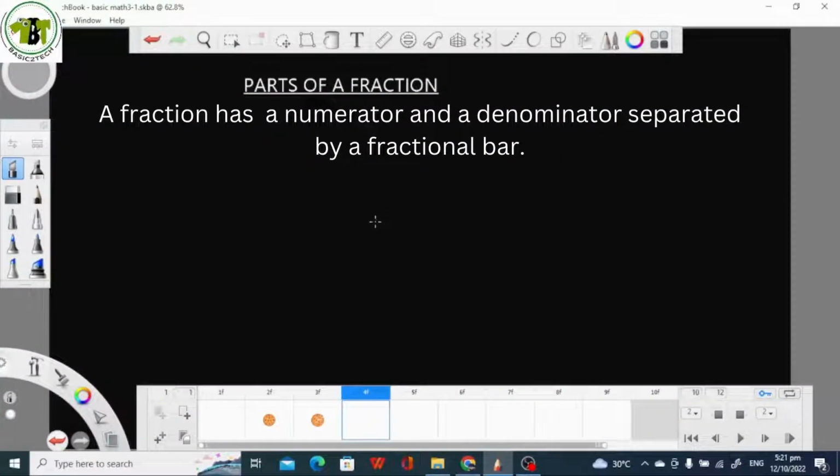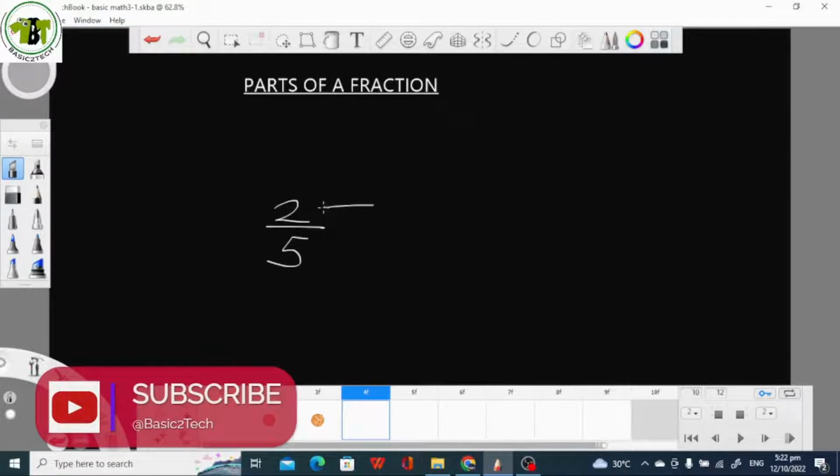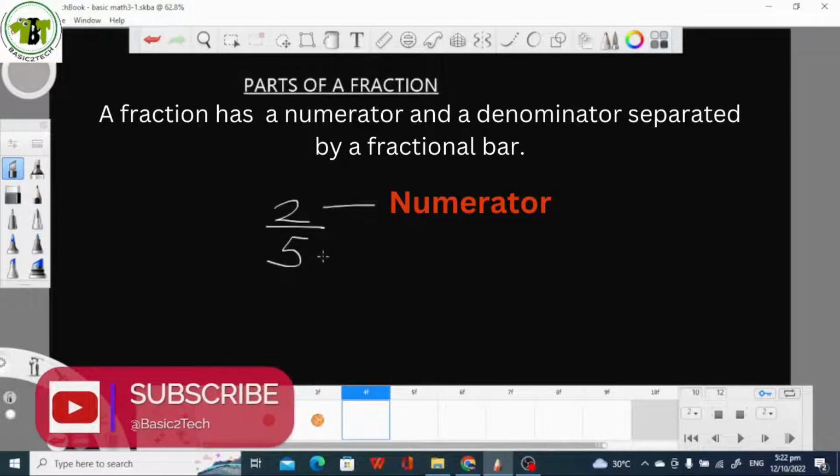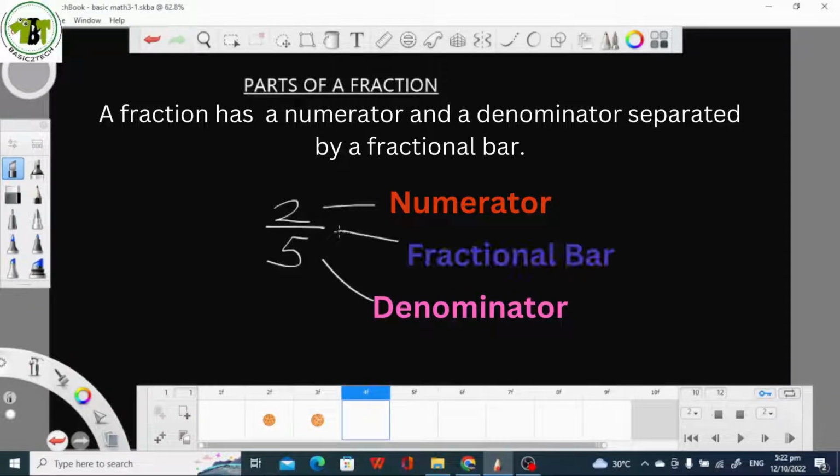A fraction has a numerator and a denominator which are separated by a fractional bar. For example, 2 over 5. This is a fraction. 2 is the numerator, while 5 is the denominator. This line is the fractional bar.